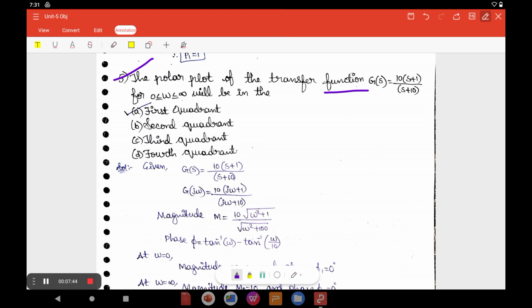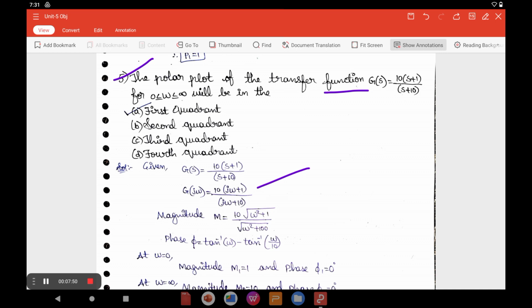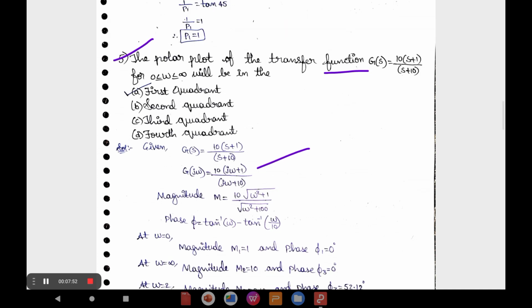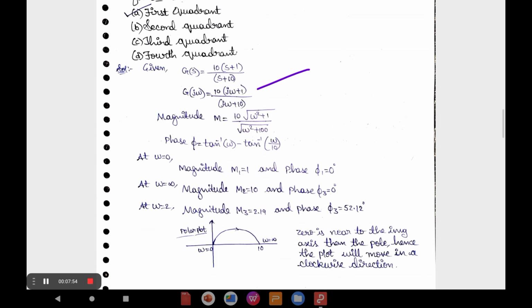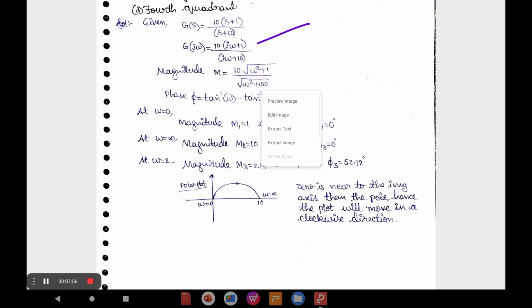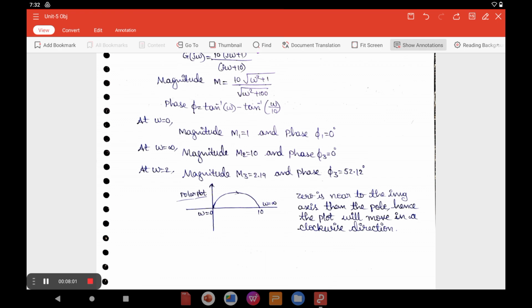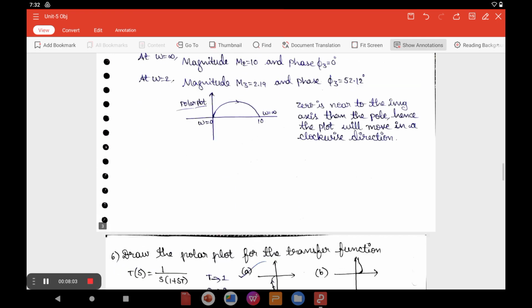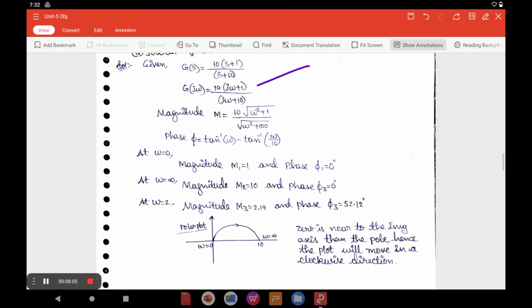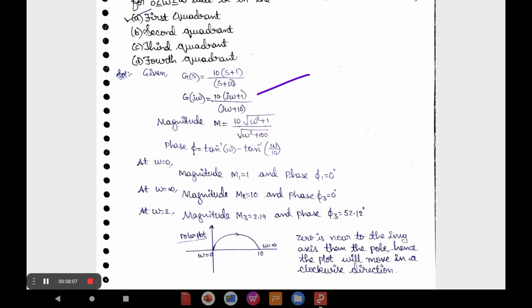For this transfer function, if you want to find the phase and magnitude, first of all you have to represent it in frequency domain representation. After that you have to calculate the magnitude value, then the phase. You can substitute omega equal to 0 for one case and infinity for the other case, and you will get the plot. This is also a very easy case. Just substitute omega equal to 0 in the given transfer function for phase and magnitude, and you will get the starting and ending values also.